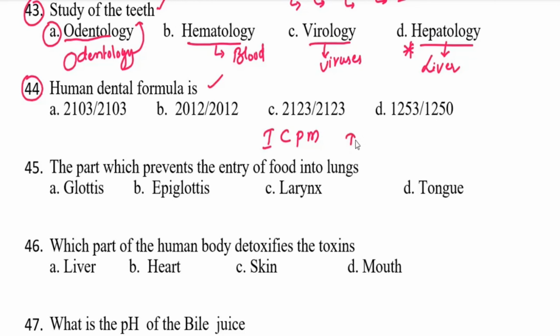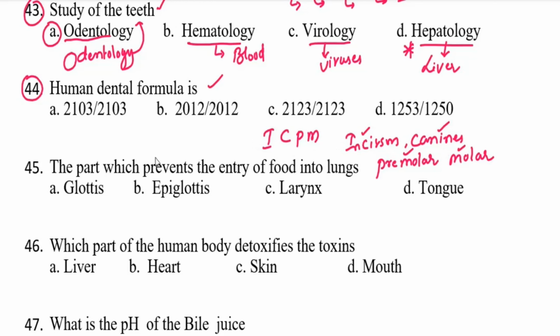I for incisors, C for canines, P for premolars, and M for molars. These are the four kinds of teeth present in our mouth. So the question is, how many incisors, canines, premolars, and molars are present? What are the numbers related to ICPM?